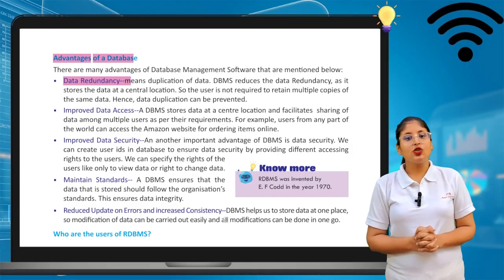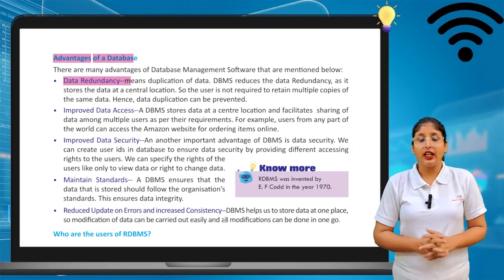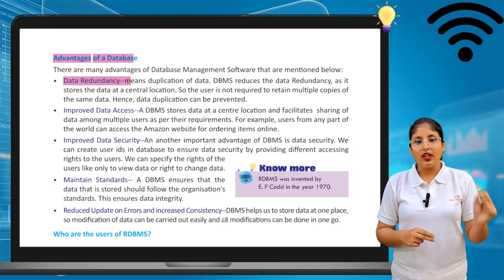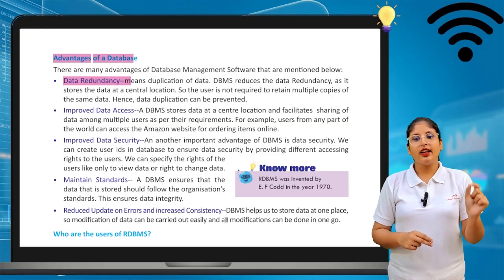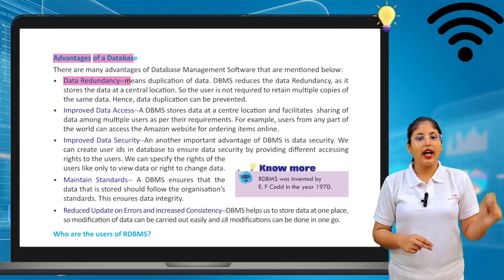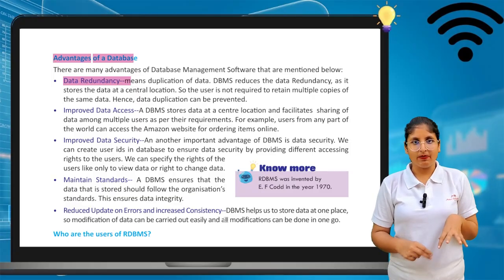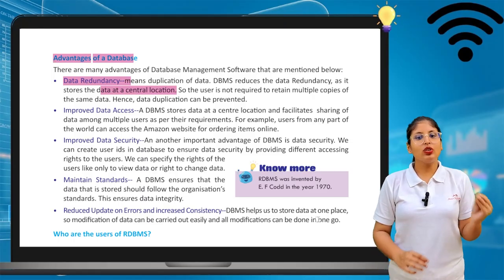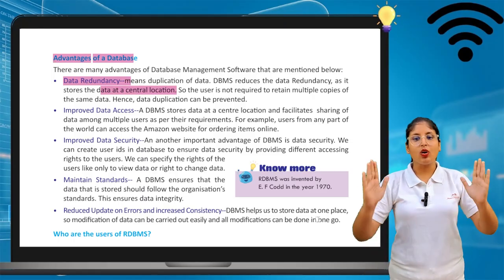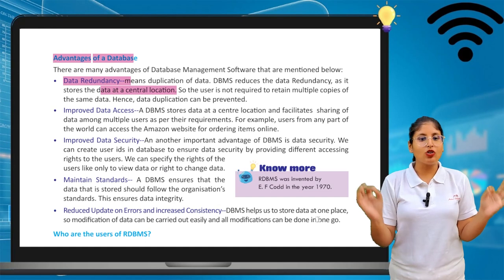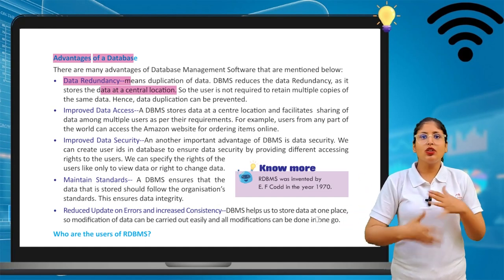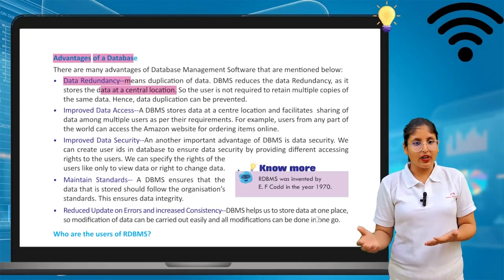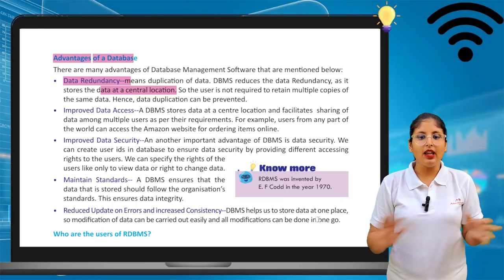Redundancy means duplication of data. Here we are able to duplicate our data. DBMS reduces data redundancy as it stores the data at a central location. How do they store? Where do they store? At a central location. So the user is not required to retain multiple copies of the same data. So the user does not make multiple copies of it, and data duplication can be prevented.